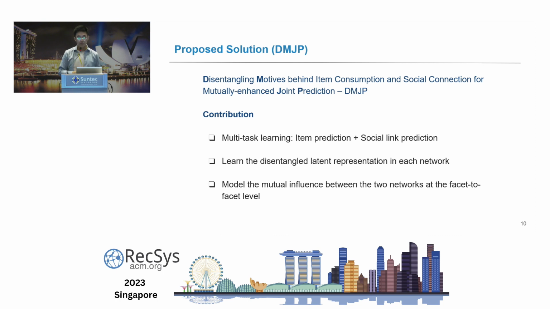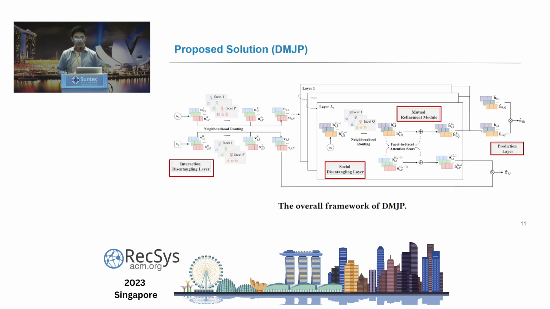The main contributions: first, we propose a multitask learning framework, so we perform both item prediction and social link prediction and optimize them jointly. The second contribution is that we learn the disentangled representation in each network, corresponding to the consumption intention and the social relations. And finally, we model the mutual influence between the two networks at the facet-to-facet level.